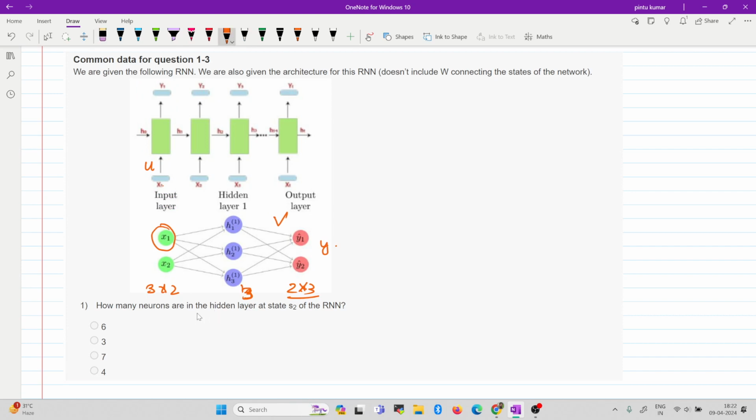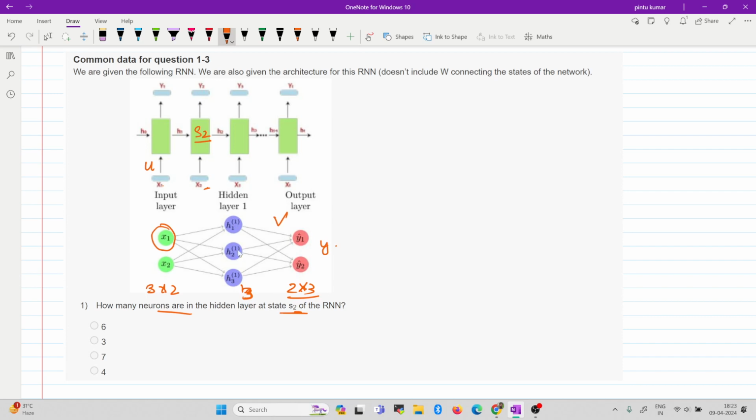Now the question over here is, how many neurons are there in the hidden layer at S2? Let's say this is my X2, now this is my S2. How many neurons are there in the hidden layer of S2? Can you guys answer? 3, sir. Yeah, 3 is correct.